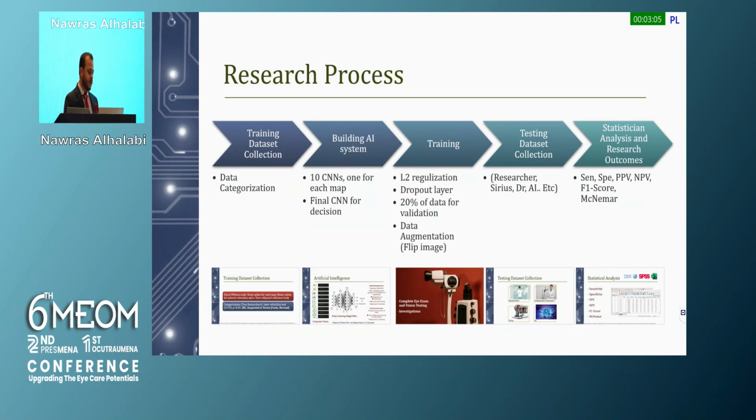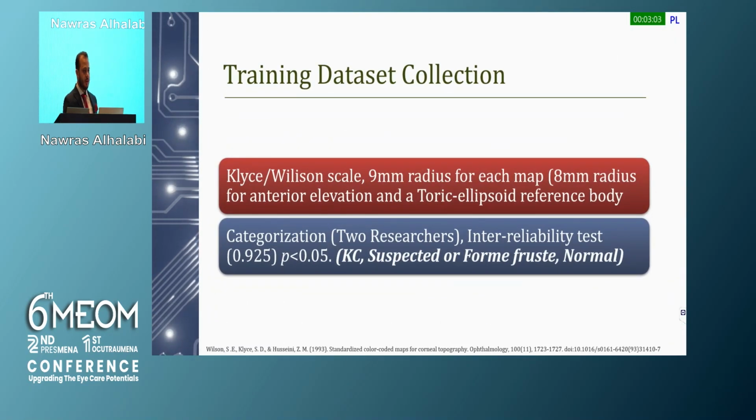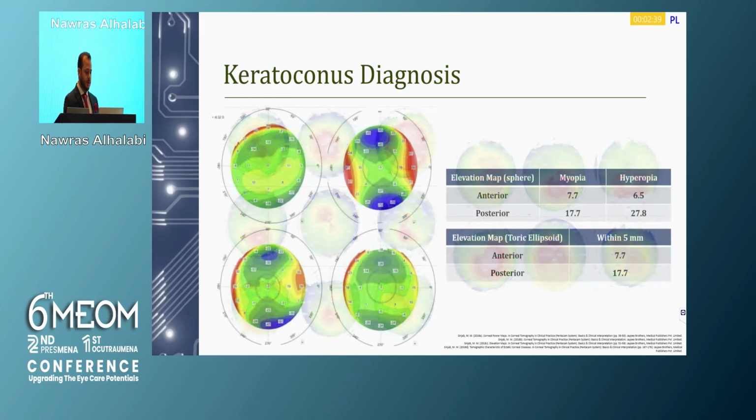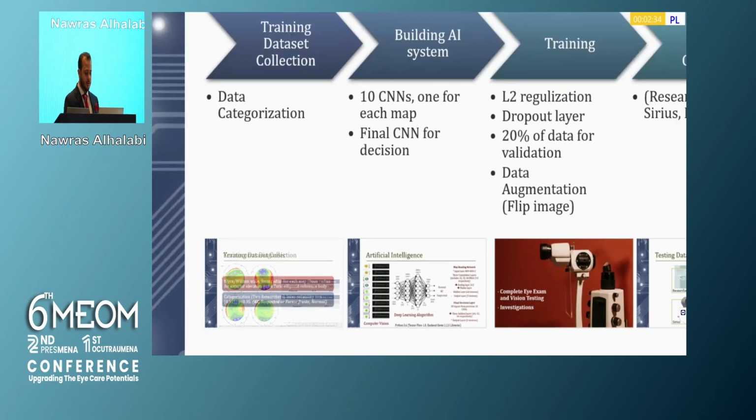So the research process was as follows: after viewing the maps, we took a 9 millimeter radius for most of the maps and 18 millimeter. We used a toric ellipsoid reference body. Two independent researchers categorized the data. We also conducted interrater reliability tests for those researchers. We categorized the data into suspected, keratoconic, and normal corneas. The diagnosis was based on the Belin-Ambrosio reference, which used the anterior sagittal map and the posterior elevation mostly.